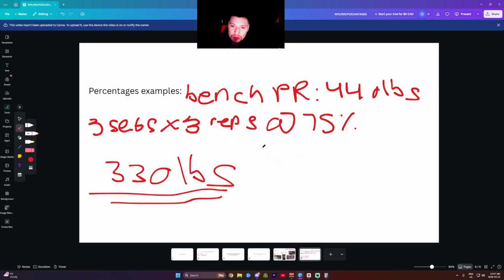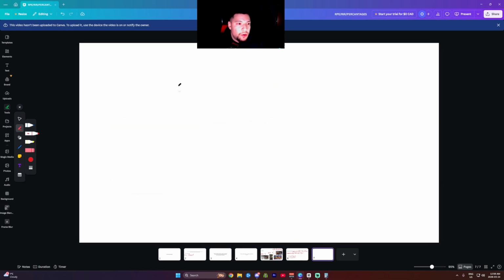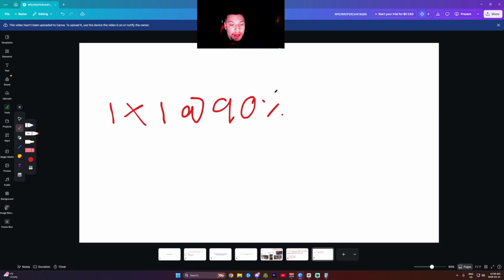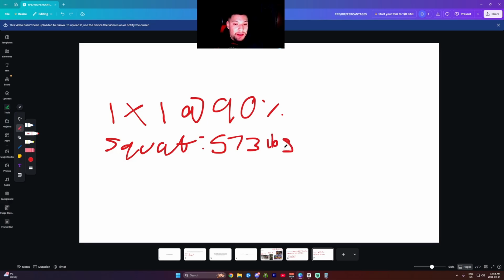If we really need to, we can do another one, right? We'll do another different one. So let's say we got to do a 1 by 1 at 90%. So let's say we have to do 1 set of 1 rep at 90% based off our 1 rep max. So we'll do the example with our squat. So my squat right now is 573 for now. It will be going up, and it is.